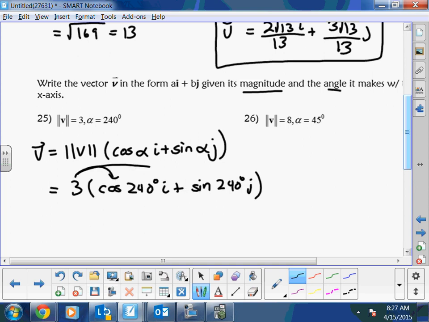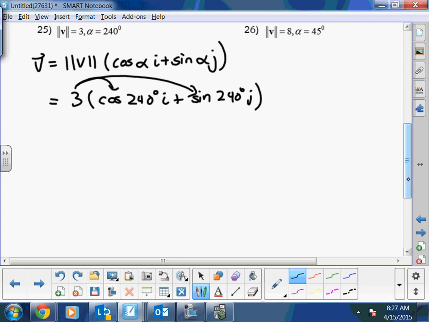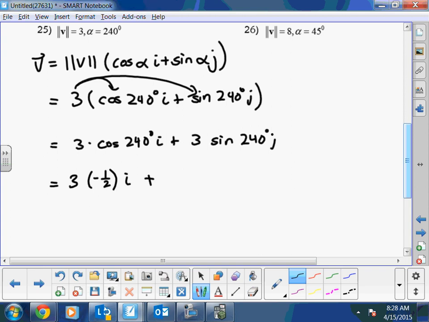Okay, so remember this distributes, same properties that we deal with in math already. So the lovely part about this is that we'll get 3 times cosine 240 degrees i plus 3 sine 240 degrees j. Now we're going to figure out what value that is for 240 degrees. In the unit circle, you're going to find that this is going to be negative a half i, and over here, oh, let me fix that, it's going to be negative square root of 3 over 2. So in the simplification, your vector on this one is going to be negative 3 halves i plus 3 halves negative square root of 3 j.